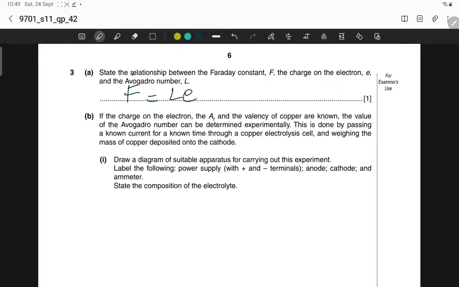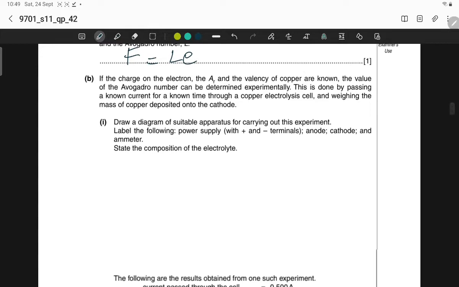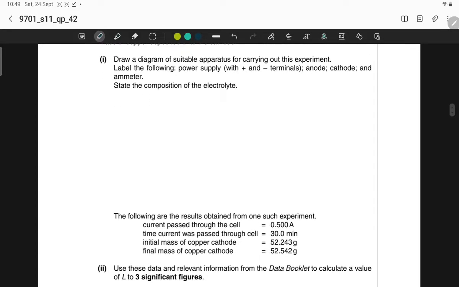Draw the diagram of suitable apparatus for carrying out this experiment. Label the following: power supply with positive and negative terminals, anode, cathode, and ammeter. State the composition of the electrolyte.